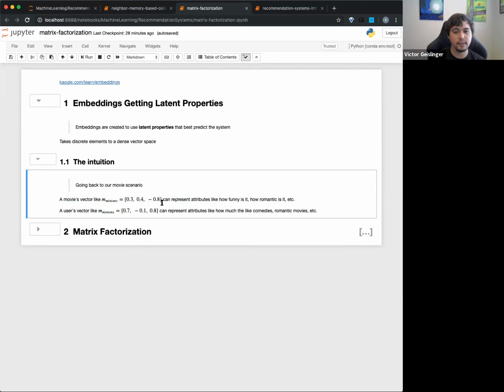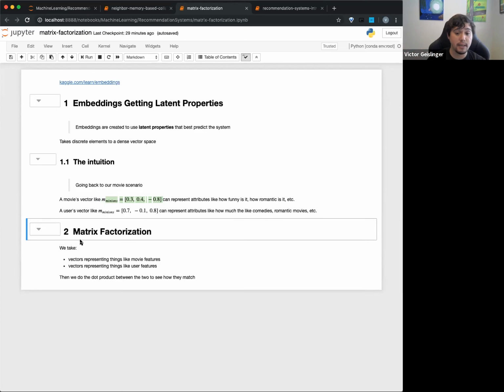Okay, so once you understand that these vectors are essentially pointing and saying how funny something is, whatever aspect it is, and then you have another vector, you want to say how close they are together, right? And you can actually do this with many movies, many users all at the same time. And this actually gets you something like matrix factorization.